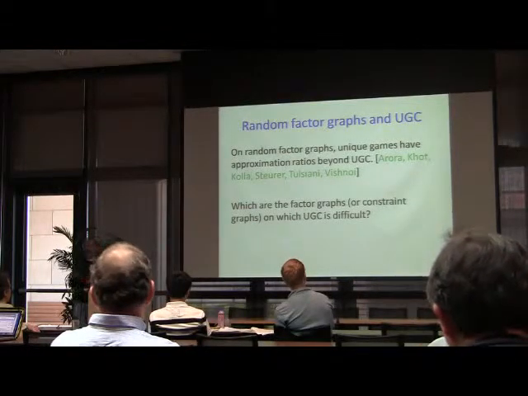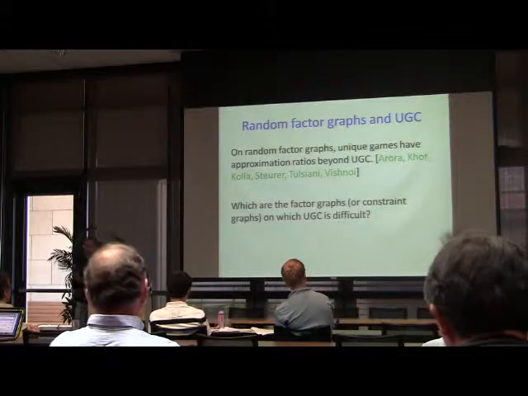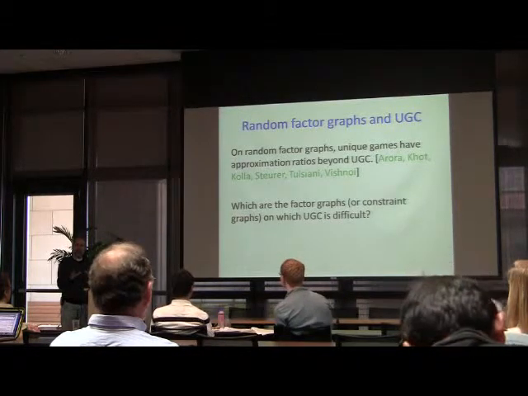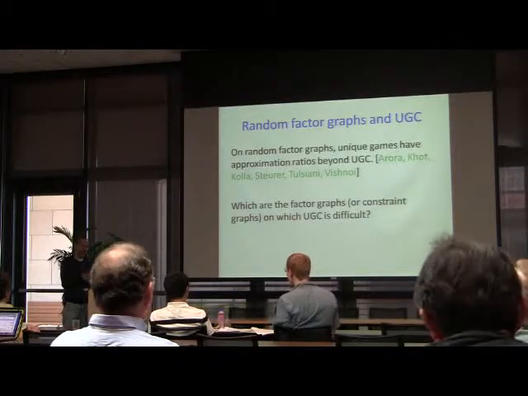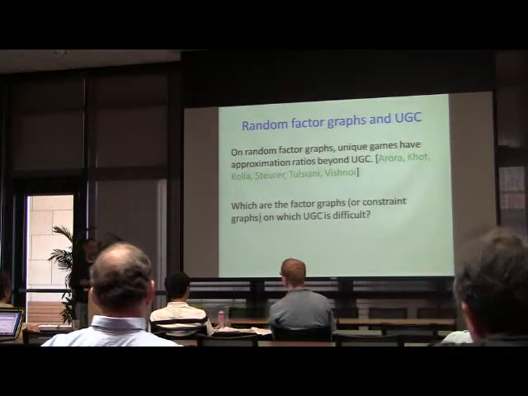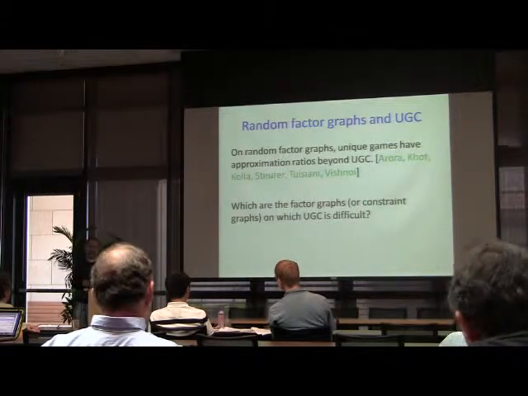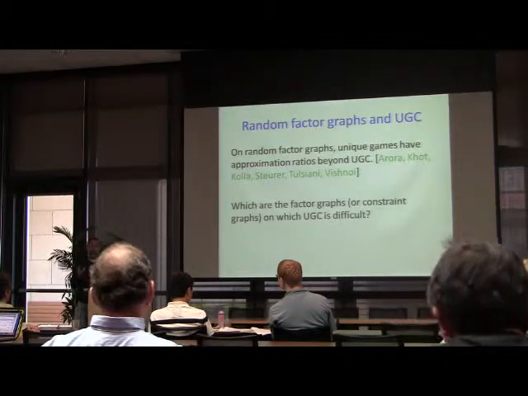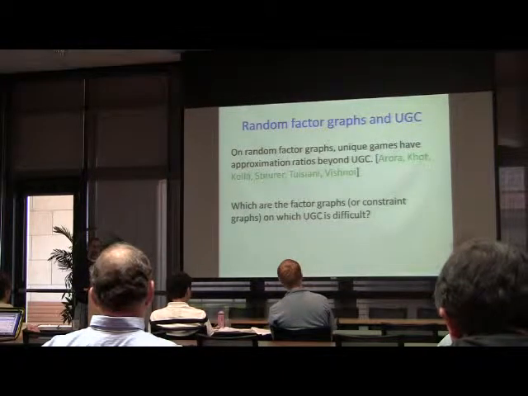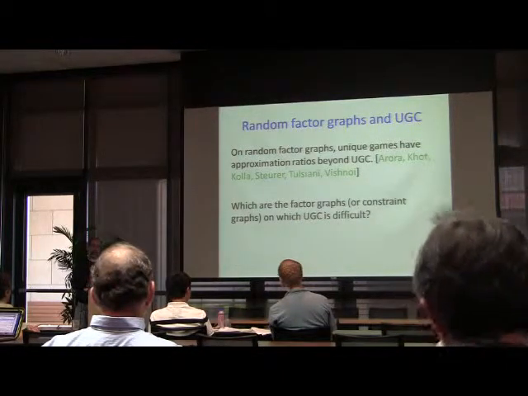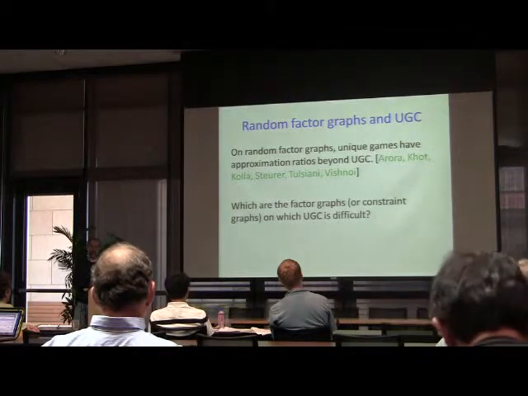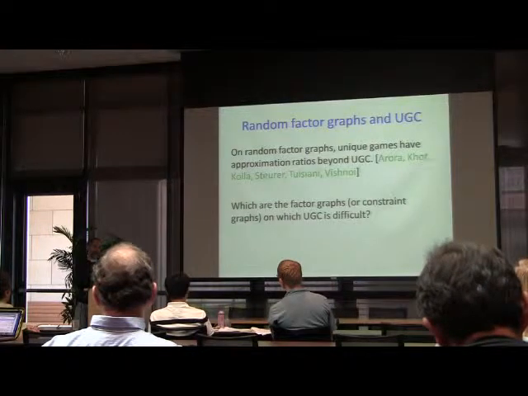On the other hand, if we look at the unique games conjecture that we mentioned earlier, usually in the unique games people look at a related graph, which is not the factor graph, it's the constraint graph, but there's a one-to-one correspondence between these two graphs. If we look at random factor graphs or random constraint graphs for instances of unique games, these are not difficult. They are still NP-hard, but we have very good approximation ratios on them, much better than what the unique games conjecture would deem to be difficult.